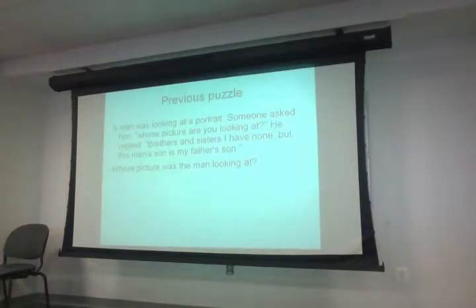All right. So let's start by discussing our logic puzzles to get the ball rolling. So last time we had a variation on the portrait problem. So what do you think is the solution to this problem? His father. Why is that? Because he has no brothers or sisters, so his father's son would be him, and the person that he's looking at, their son is him, so it's his father.